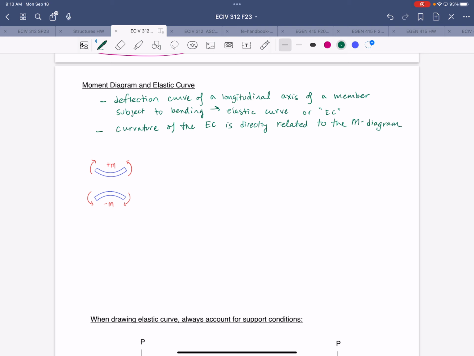And another way to see this connection is through what we already know intuitively about bending, right? So we've talked about how positive moment is one that makes the beam smile, so you have tension at the bottom and compression at the top, and a negative moment results in the frown. So for a positive moment, we know that the elastic curve is concave upward. And for a negative moment, the elastic curve is concave downward.